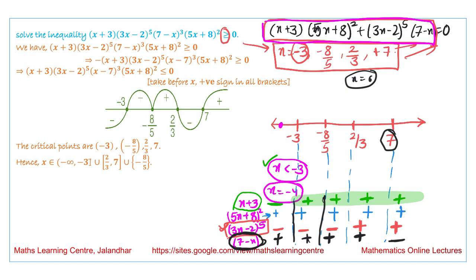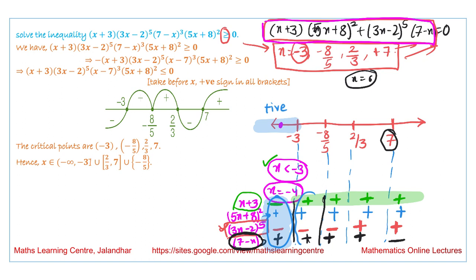So if I talk about this whole function in this region, if the values of x are less than -3, the final sign of this function, if we multiply all these terms, will be positive.